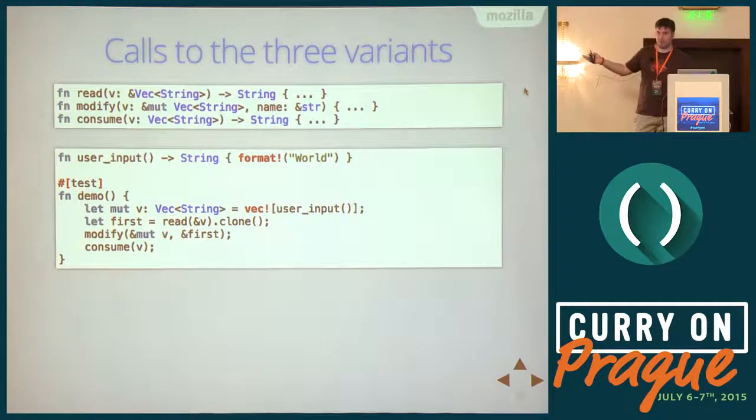Okay, this is what calls look like. It should be pretty intuitive based on what I showed before: there's &v for taking a read-only borrow that's aliasable, &mut v for the read-write one, and then no ampersand at all for when you're going to transfer it directly.